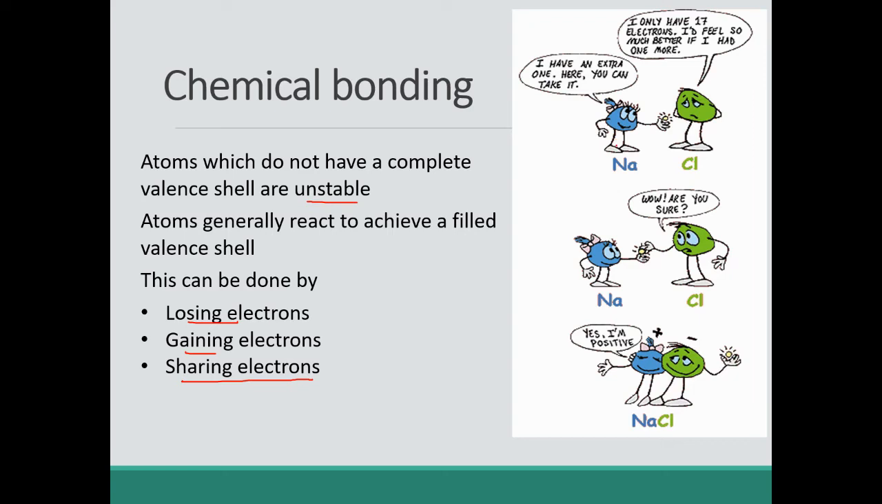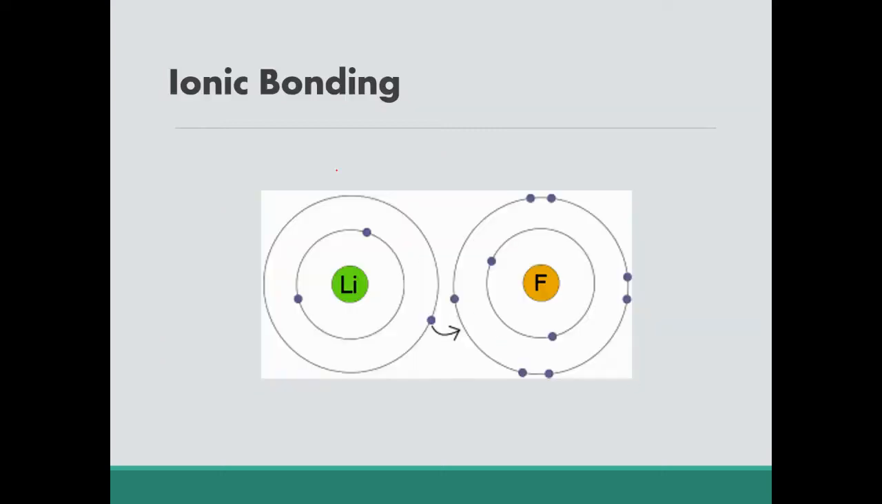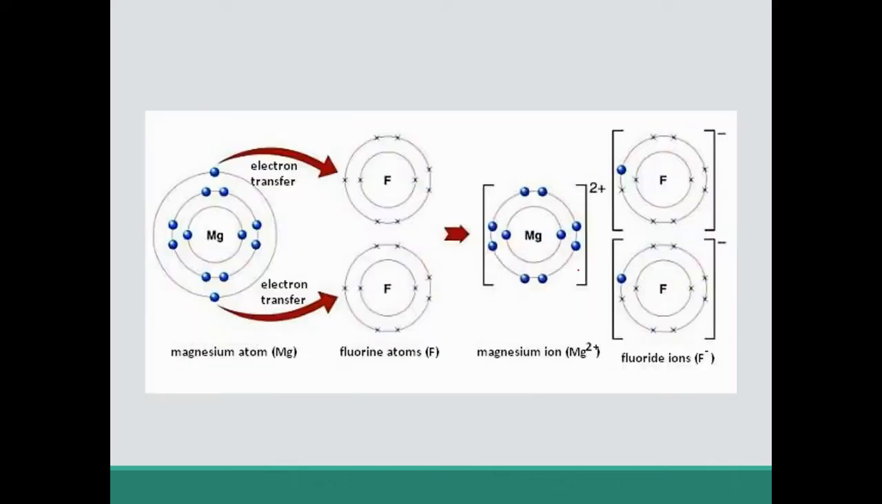This little sodium atom says, I have an extra one here, you can take it. And chlorine says, I only have 17 electrons, I'd feel so much better if I had one more. So sodium kindly gives its electron to chlorine, and that bonds them together, and the sodium becomes positive. Ionic bonding is when a metal atom gives its electron, one or more, to a non-metal atom. You can always spot ionic bonding because it's got a metal and a non-metal.